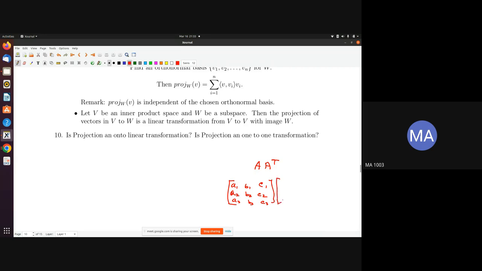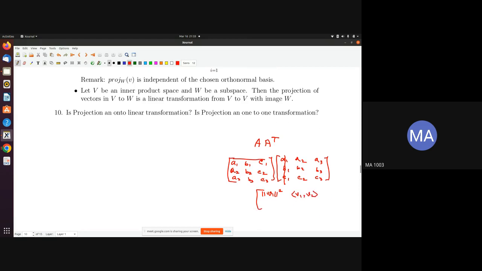If I write it like this, what is the transpose of it? A3, B3, and C3. Now if you multiply, this will be the norm, A1 square plus B1 square plus C1 square, and the rest are dot products. So this is the norm of the first column, let me call it V1, squared. This is V1 dot V2, the inner product. This is V1 V3, the inner product. This is V2 V1, and this is the norm of V2 squared. These are 0, and this is orthonormal, so these are 1. So it is giving me the identity matrix.